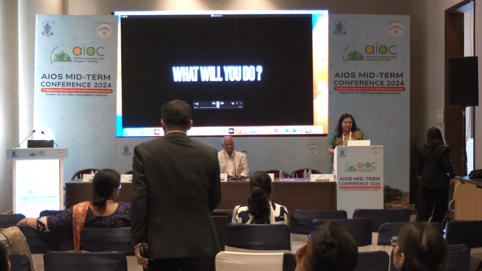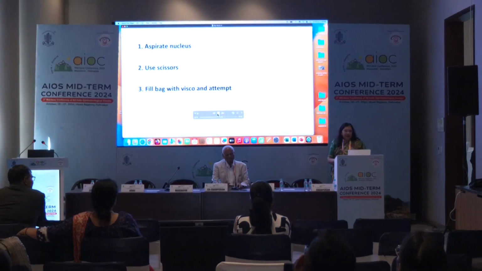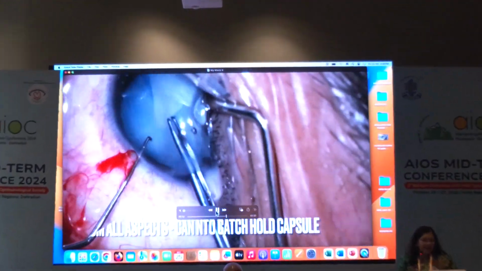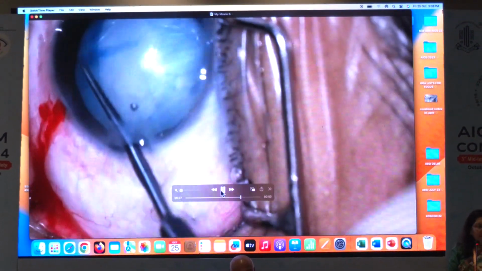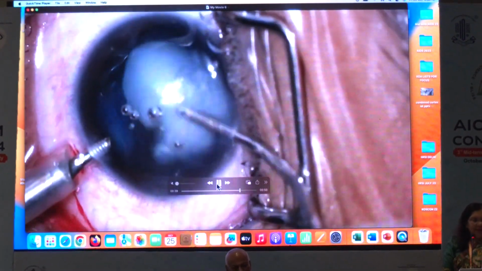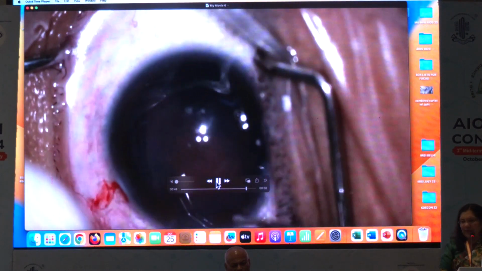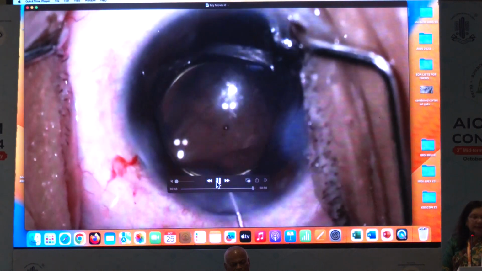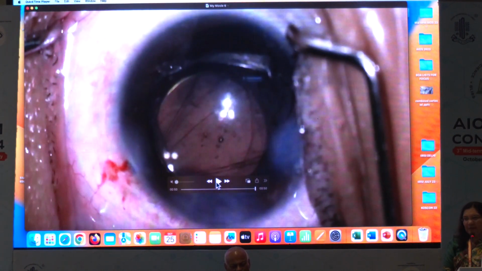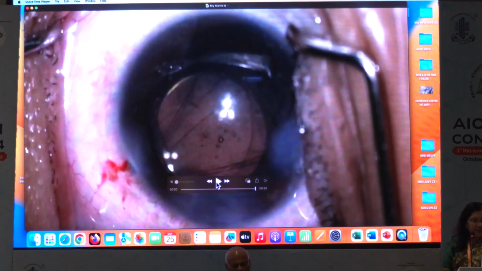So either the nucleus can be aspirated. As we can see over here, you cannot hold on to the capsule because the capsule is very, very elastic. This is a young patient, so what was required was only aspiration and then the IOL. Like Madam said, we had to fill it with viscoelastic and then go ahead and put in the IOL.